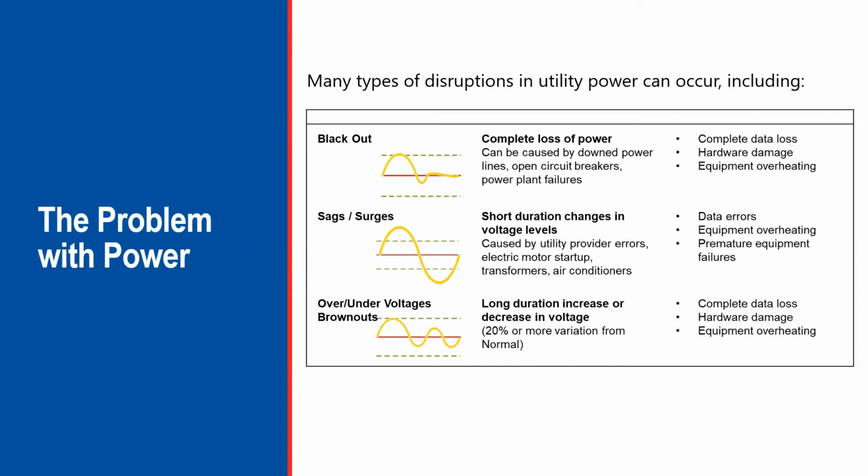The next power problem that I'll discuss is an over-under voltage, which is more commonly known as a brownout. These are longer durations which increase or decrease in voltage and are defined as a variation that is 20% or more from a normal wave or normal power event. The potential damage, like sags and surges, includes, again, data corruption or loss, hardware damage, and again, overheating.